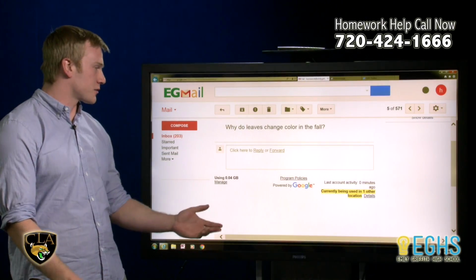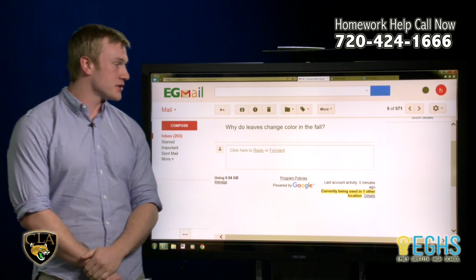The next question is another science question. It is, why do leaves change color in the fall?